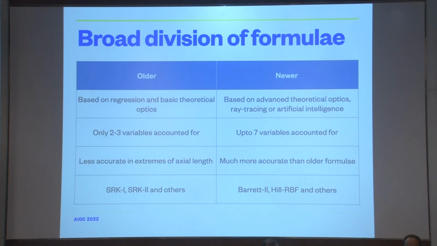outcomes. And the older ones were less accurate in extremes of axial length, and definitely the newer ones are more accurate as compared to the older formulae. So this is how the newer generation formulae like the Barrett, the Olsen, the Kane, they all work very well.